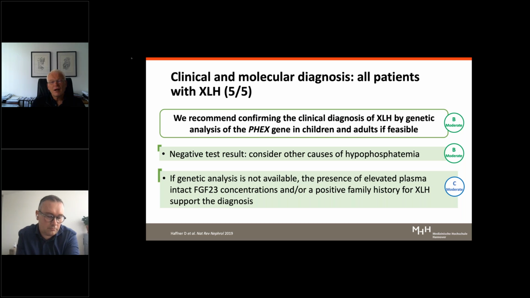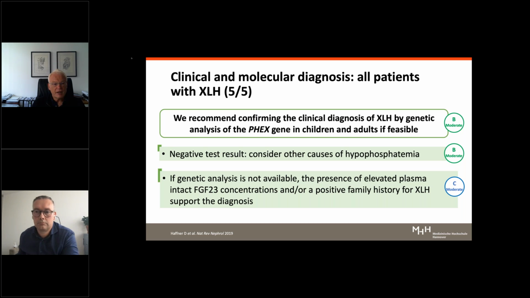So if you have all these biochemical features, it's recommended to confirm the diagnosis of XLH by genetic analysis. Why? There may be other diseases you cannot discriminate. I will show you later on the differential diagnosis. And on the other hand, there's now a new drug available, which is only licensed for use in children with XLH. It's burosumab, an FGF23 antibody. So if there's a negative test result for the PHEX gene mutation, then you have to consider other causes of hypophosphatemia and renal phosphate wasting. Usually you do this by next generation sequencing, by checking a panel for other possible diseases.